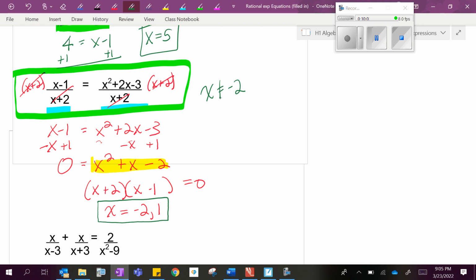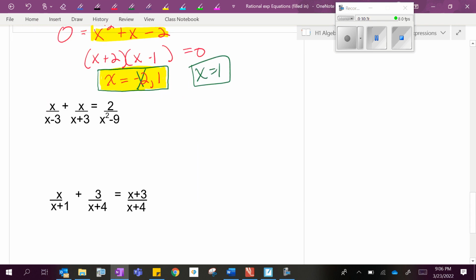And so if x was -2, we would end up having a 0 on the bottom of a fraction, and that would be undefined. So when we find our answers for these equations, we do want to check to make sure the number is not restricted. So we want to make sure the number is part of the domain. Well, we can see that -2 is not part of the domain. So our final answer would just be x equals 1. We have to disqualify -2. Okay. All right. Let's try another one.